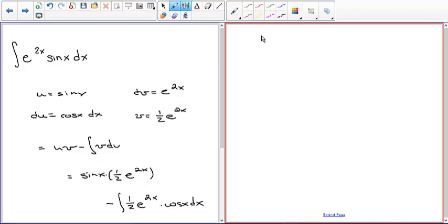So let's do the integral of this part. I'm going to leave the negative sign off and the half off. So what I'm going to do is the integral of e to the 2x cosine of x dx. So that's this part. I'll add the constant later.